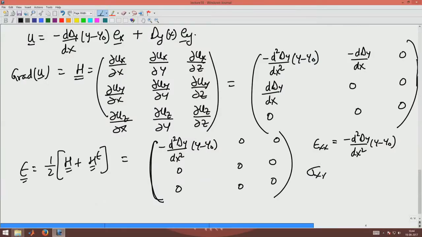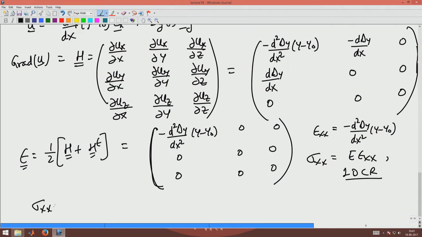So, the strain is given by this expression, then we appeal to the one dimensional constitutive relation wherein sigma xx would be related to epsilon xx through the relation E times epsilon xx. This is a one dimensional constitutive relation because we are ignoring the Poisson's effects. So, now sigma xx is given by minus E times d square delta y by dx square into (y minus y naught).